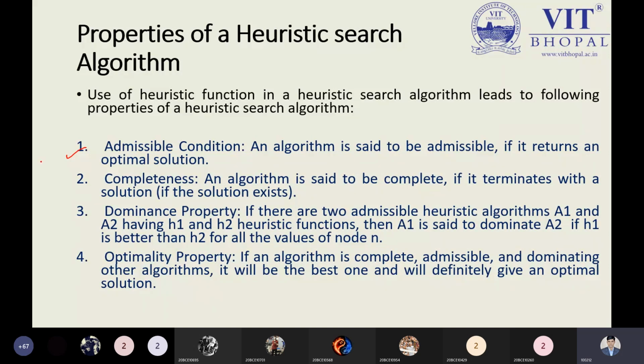Now this property is clear. I'm just marking it over here. Do you have any doubt? The admissible condition means that we are getting the optimal solution. If you are not getting the optimal solution for any problem, we can say our heuristic function does not satisfy the admissible condition. Now this is clear, right?